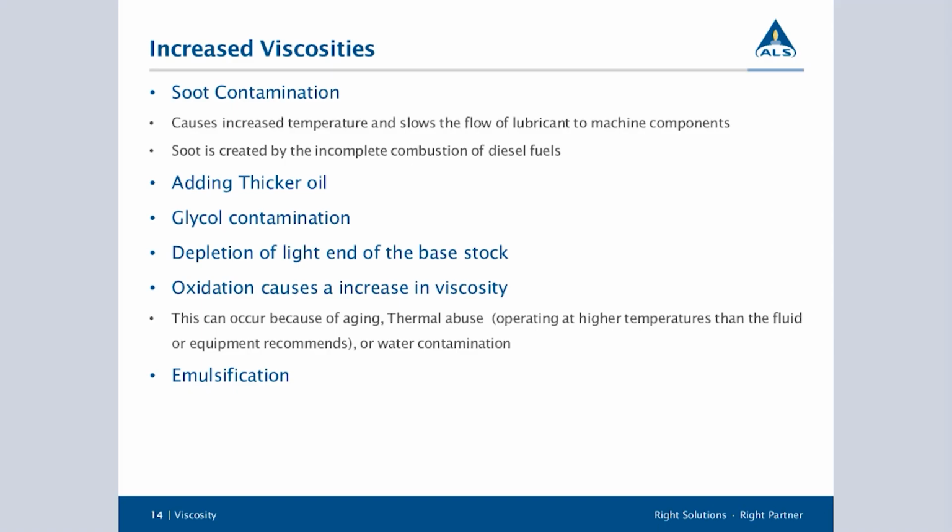So the opposite side of decreased is increased viscosity. When you have increased viscosity, you start to look at soot contamination. Soot causes increased temperatures and slow flow of lubricants to the machine component, because soot really gums up the works, and it increases your viscosity. Soot is created by incomplete combustion of diesel fuel oils. Then the same thing can happen: instead of accidentally adding a thinner oil, you can add a thicker oil in, which is not good either.